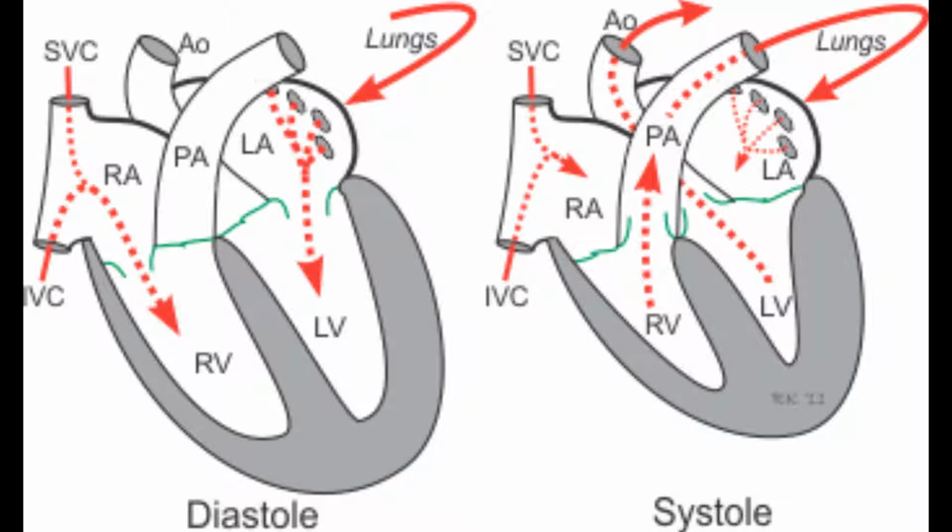Following systole, or the contraction phase of the cardiac cycle, the heart begins to relax, causing the chambers to expand or dilate. This is called diastole, or the dilation phase of the cardiac cycle. It proceeds in the same sequence as systole, beginning with the atria and followed by the ventricles.